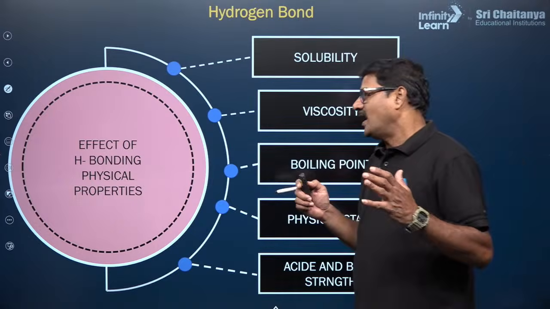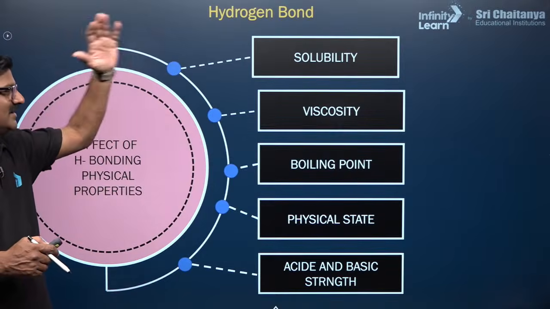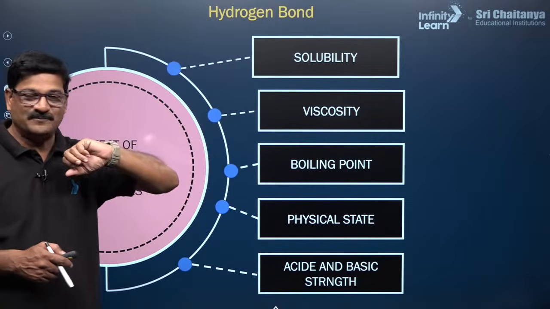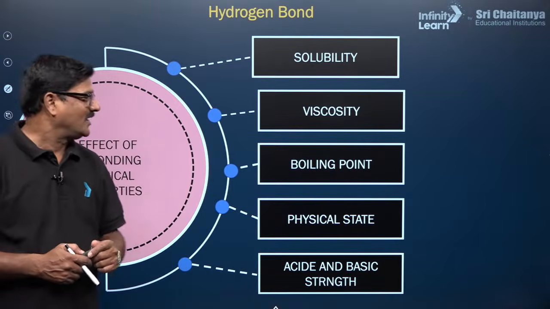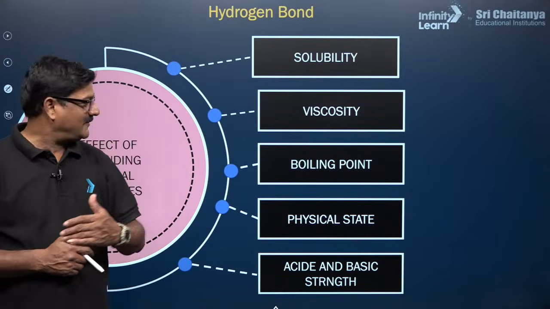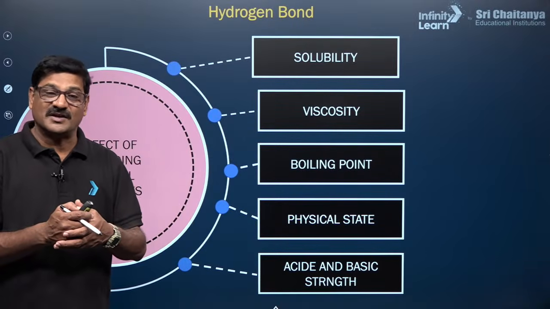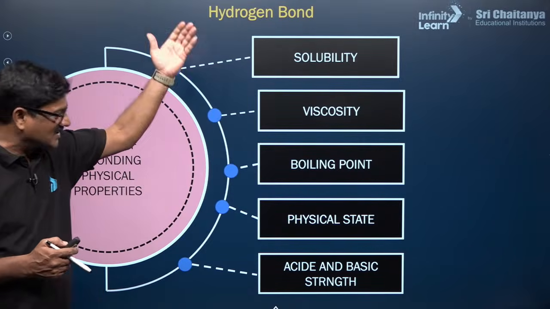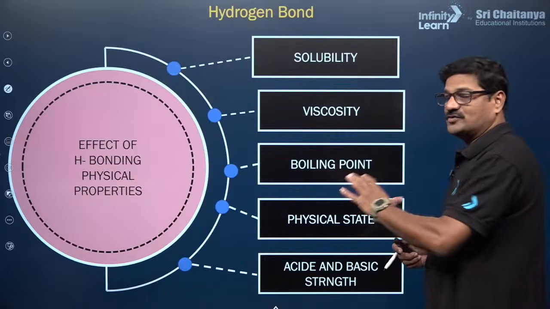So, effect of hydrogen bonding on physical properties. You have solubility: as hydrogen bonding increases, solubility increases. As hydrogen bonding increases, viscosity increases, like glycerol. As hydrogen bonding increases, boiling point also increases. And physical state: because of hydrogen bonding, the gaseous state becomes liquid state, and liquid state becomes solid state, and it affects acidic as well as basic strengths. So the total chemistry study is impacted by hydrogen bonding.